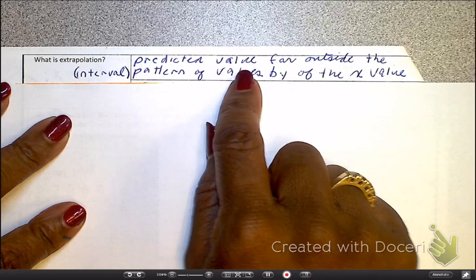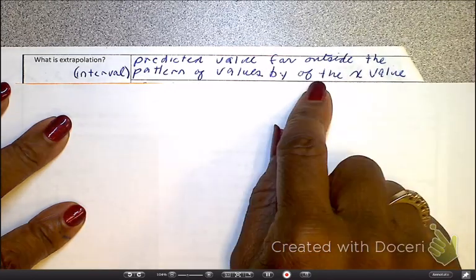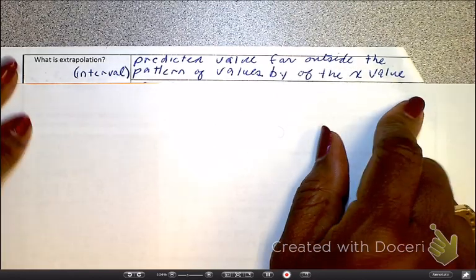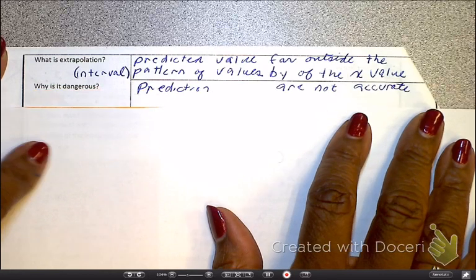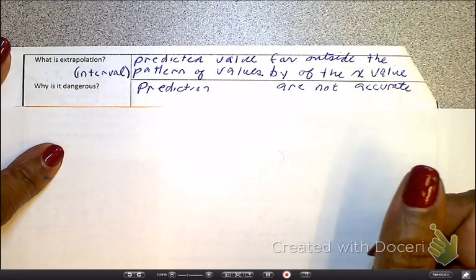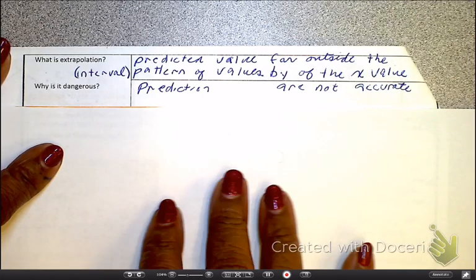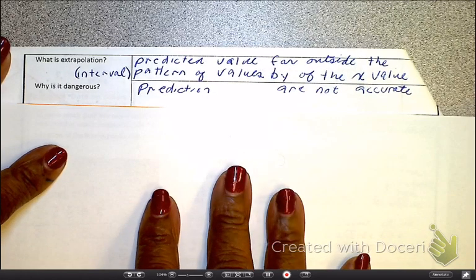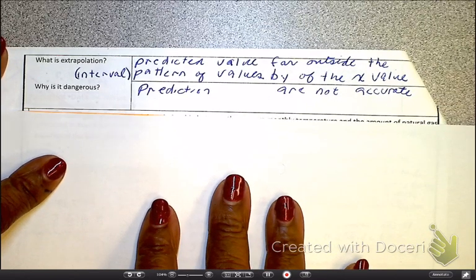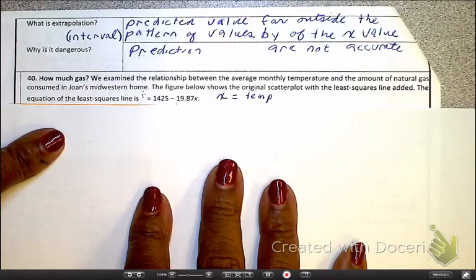The predicted value is far outside the interval pattern of the values that are given to you by the X values. So that's what an extrapolation is. It's dangerous because predictions are not accurate, like I just said earlier. How are we going to predict something that's 9 years away, no matter how much prior history we have? And we can, but is it going to be legitimate? So let's look at this problem. Go ahead and read problem 40.